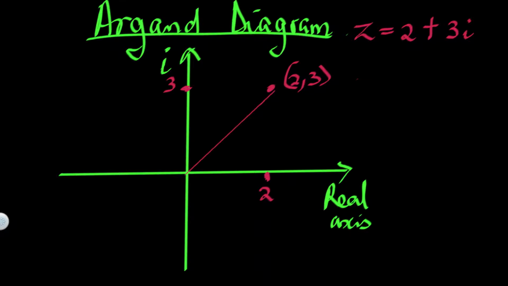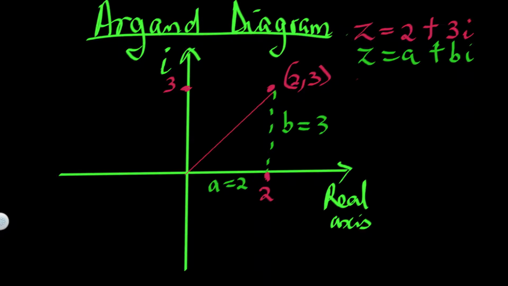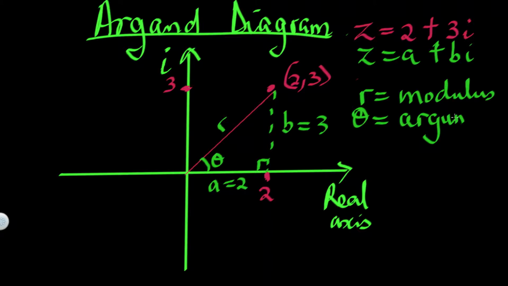In fact, let me use a grid pen. If I draw this like this, the height here is our b. From the general form, remember z equals a plus bi, so this is our b, which in our case equals 3. And this side here is our a, which equals 2. What I have now is a right angle triangle, and this angle theta is our argument. The length of this line, r, which is the hypotenuse of this right angle triangle, is our modulus. So r is the modulus, and theta is the argument of this complex number.